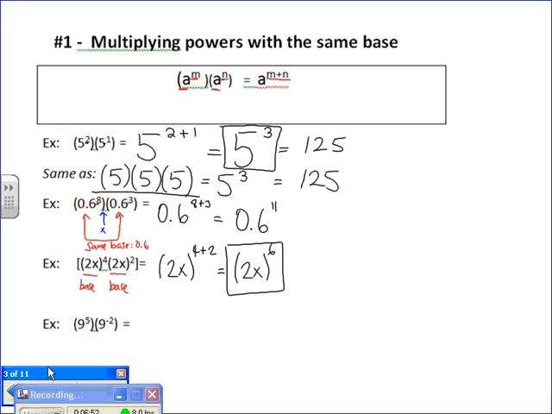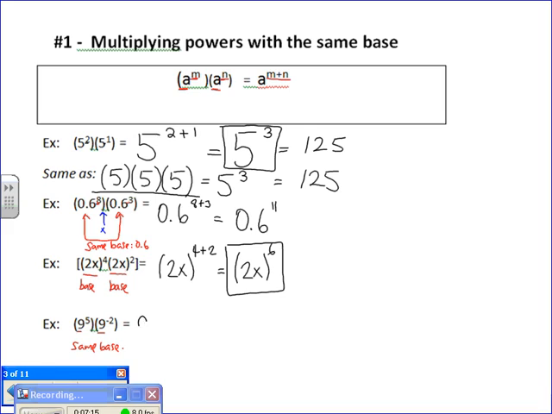Again, here I have 9 to the exponent 5 times 9 to the exponent negative 2. Again, the base is the same. The base is 9. So I can add those exponents together. It's true that one of them is a negative exponent, but we can still go ahead and add them together. If at the end we still have a negative exponent, then we could deal with it. We could flip it and make it positive.